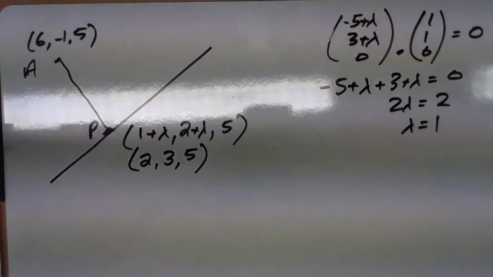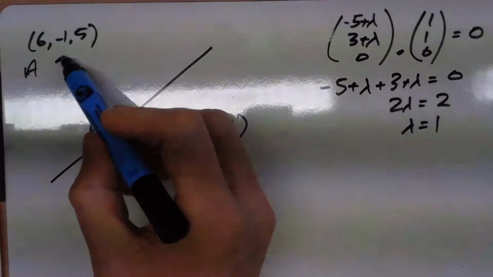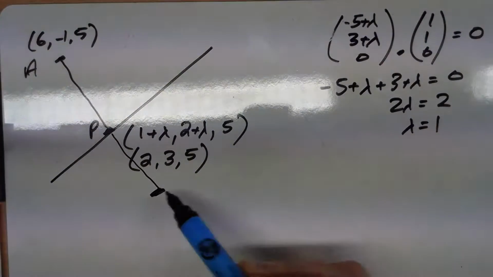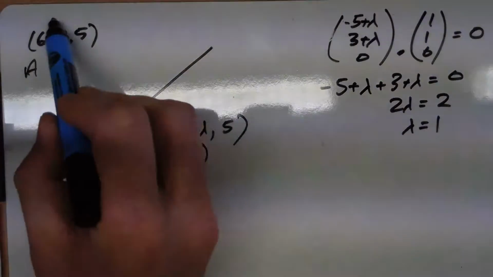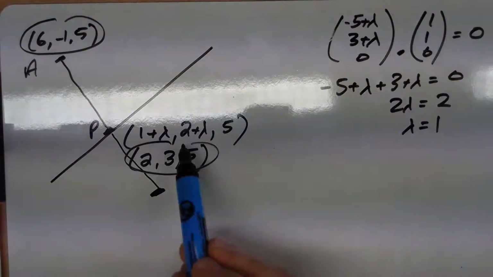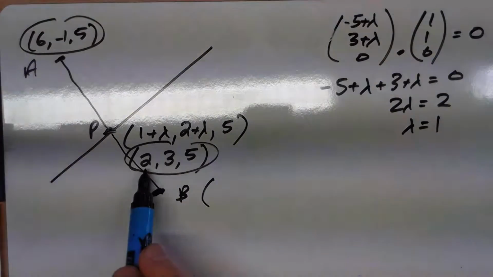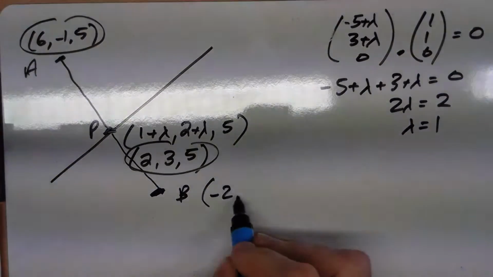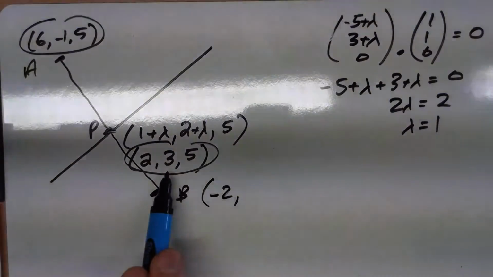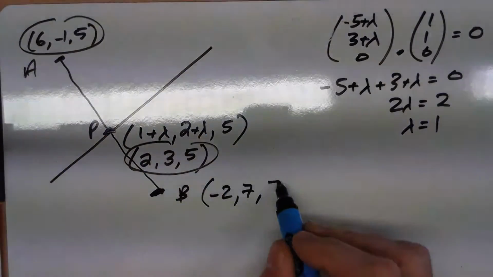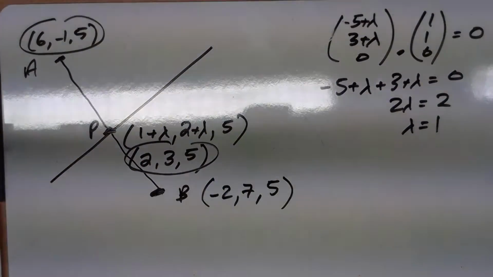Now it continues to ask you where point B is. And point B is the reflection of this over here. So the easiest way of thinking about this is just saying, look, I need to go on the journey from there to there, and the journey from there to there is exactly the same again. So 6 down to 2 is 4, let's go down another 4. -1 to 3 is 4, let's go up another 4. And then it's 5, 5, 5. So we've got that journey there from A to B. So there's B, (-2, 7, 5).